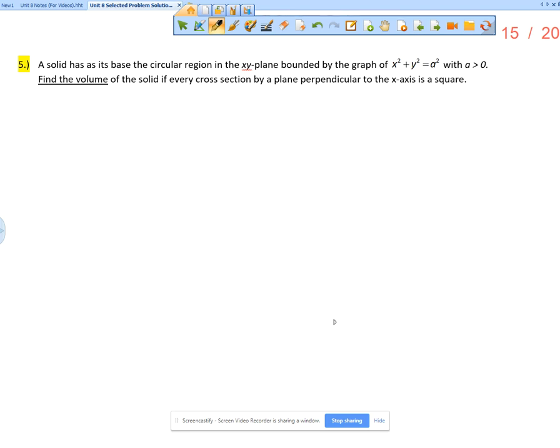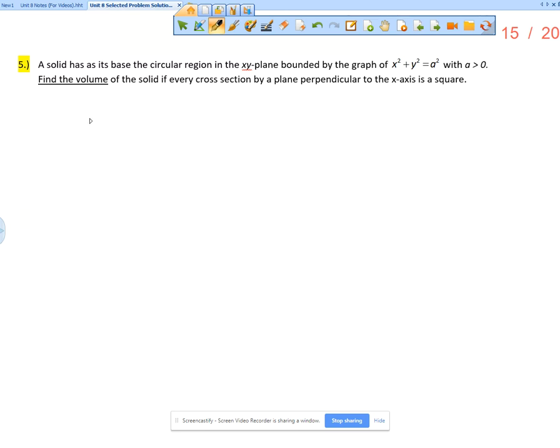This is the solution video for section 8.3, problem number 5. It says a solid has as its base the circular region in the xy plane bounded by the graph of x squared plus y squared equals a squared, with a greater than 0. Find the volume of the solid if every cross-section by the plane perpendicular to the x-axis is a square.